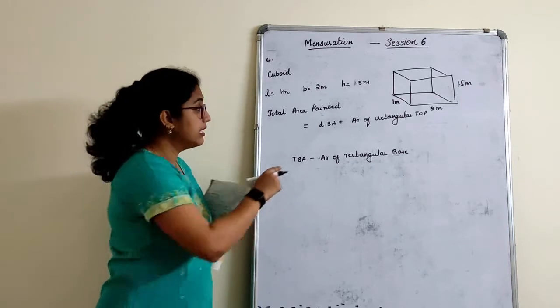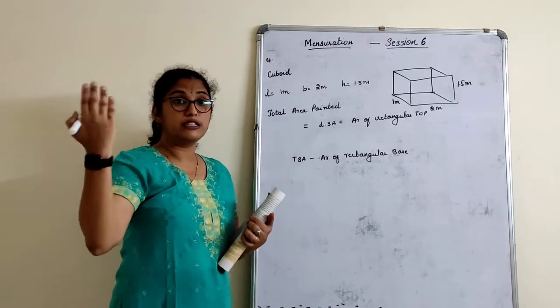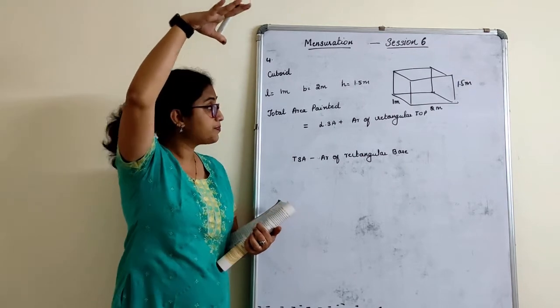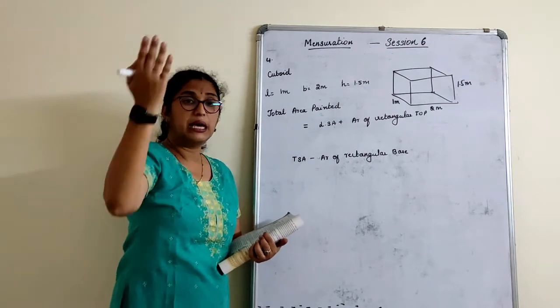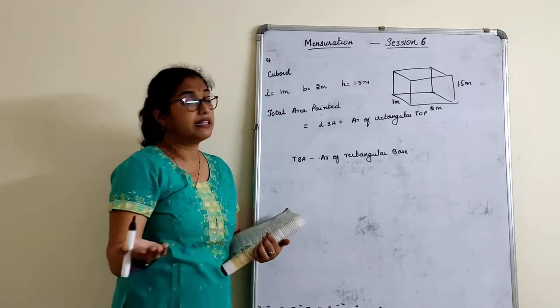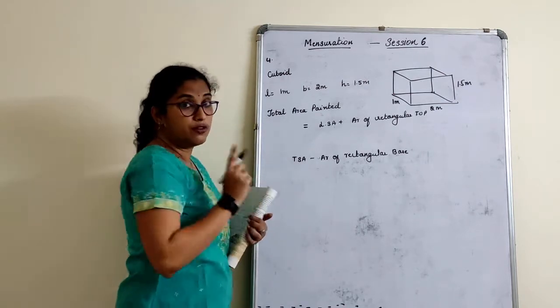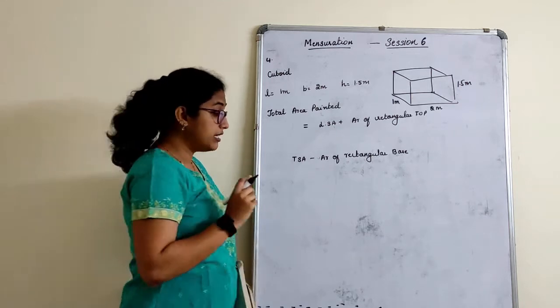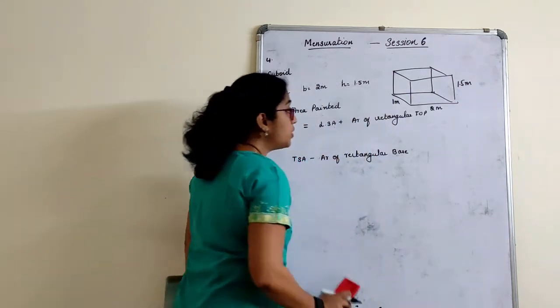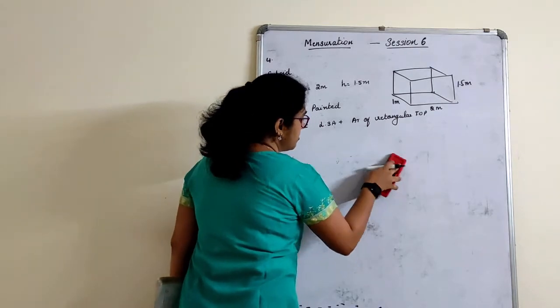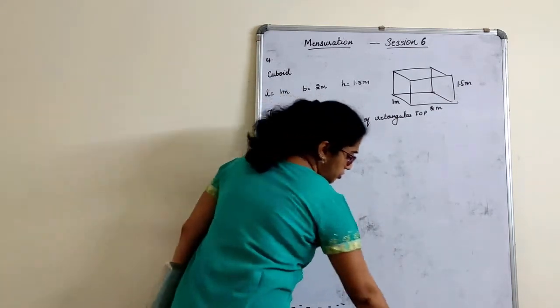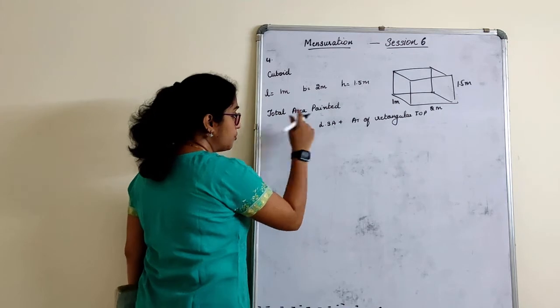Okay, that is one thing. Either we find 4 walls plus area of the rectangular top, otherwise, find the whole TSA minus area of the rectangular base. Either of one you are supposed to do. So the main thing here is to understand what the question is. So follow this. You can even make note of what I have done. Try with this if you want.